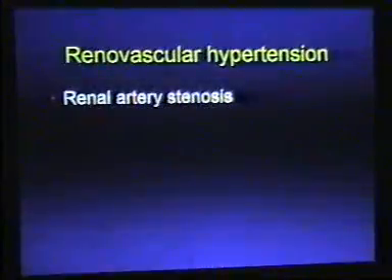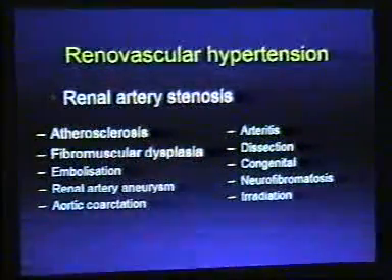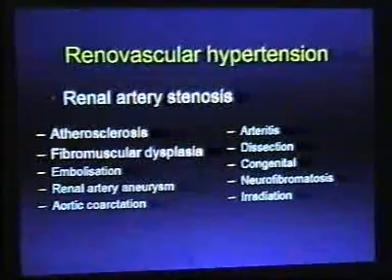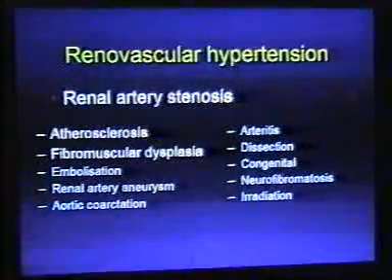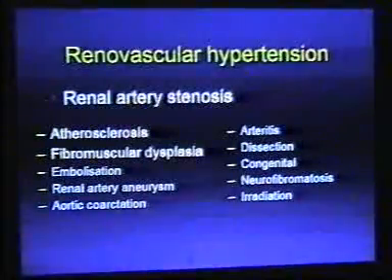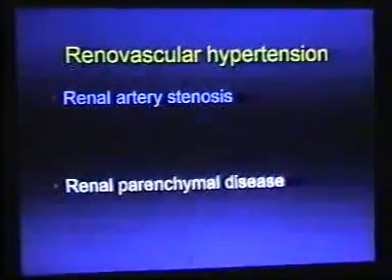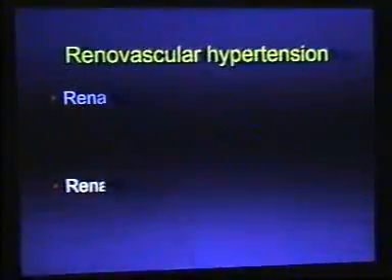The first thing is renovascular hypertension. It can be due to renal artery stenosis, and renal artery stenosis can result due to atherosclerosis, fibromuscular dysplasia. And the other causes are embolization, renal artery aneurysm, aortic coarctation, arteritis, dissection, congenital neurofibromatosis, and irradiation. The other cause of renovascular hypertension is renal parenchymal disease.